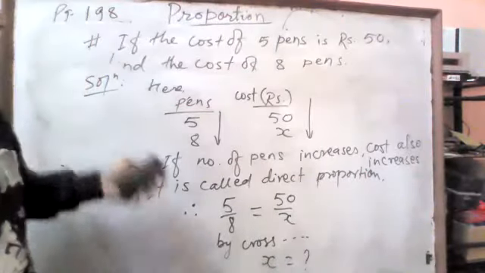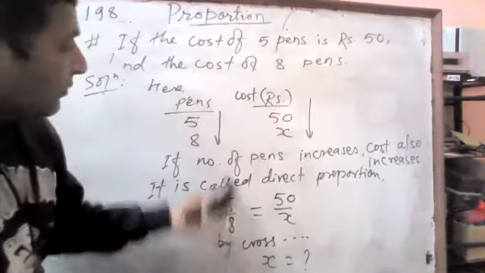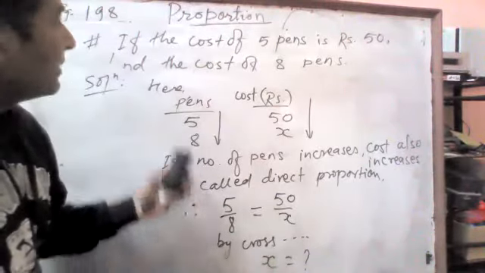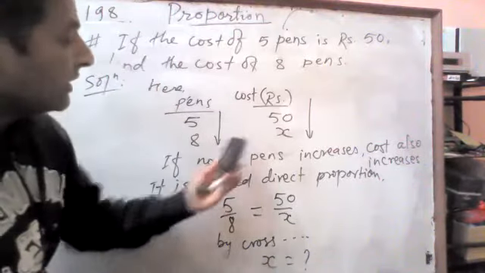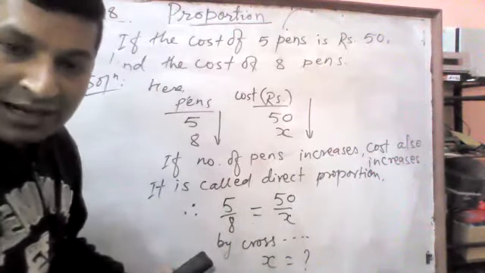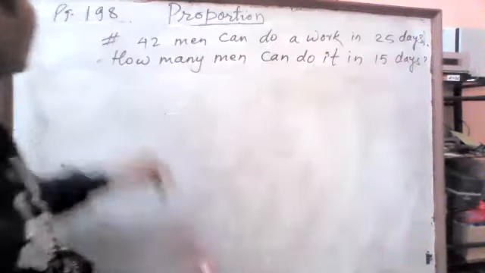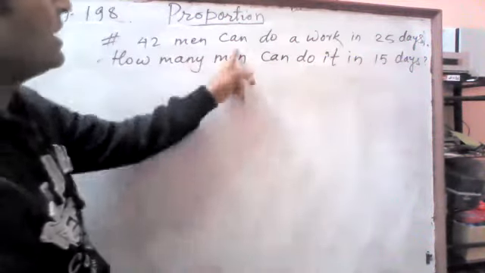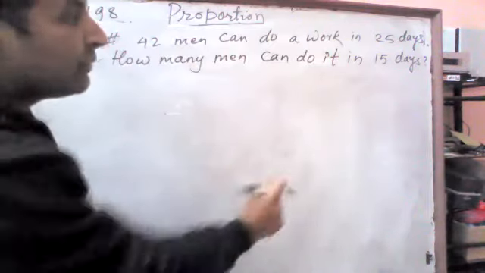If it is direct proportion, we take the ratios like this directly, but it is not always the same condition. There will be indirect proportion case also. I will teach you the indirect proportion case. Yes, here is a question. 42 men can do a work in 25 days. How many men can do it in 15 days?